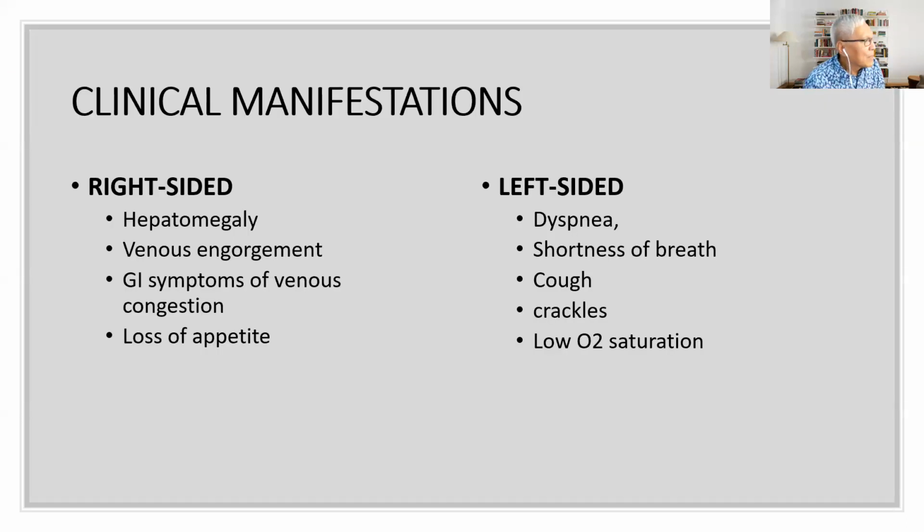Okay? All right. So to summarize the clinical manifestations of right-sided and left-sided heart failure, look at right-sided heart failure: hepatomegaly, venous engorgement, and this is usually manifested in the jugular neck vein distension, also known as JNVD. GI symptoms. What are the GI symptoms of venous congestion? Well, bloating, and also ascites, are manifestations of right-sided heart failure, and then loss of appetite.